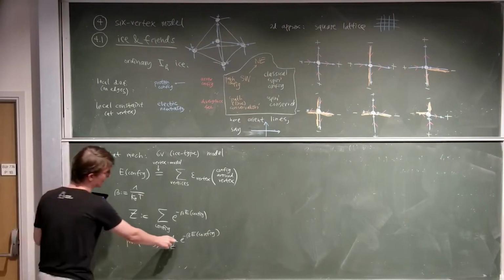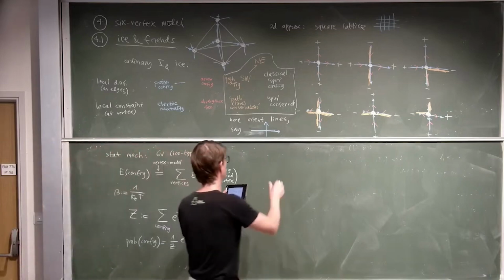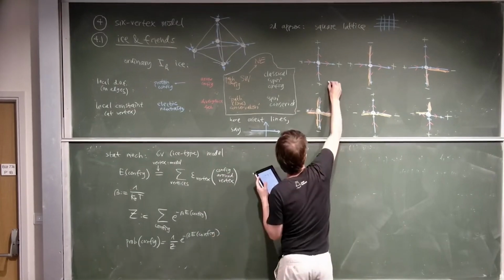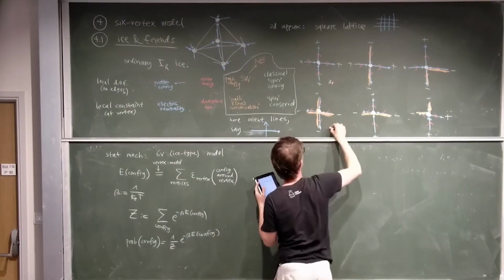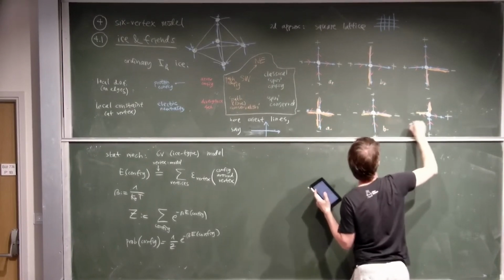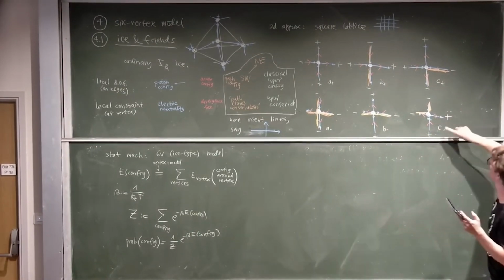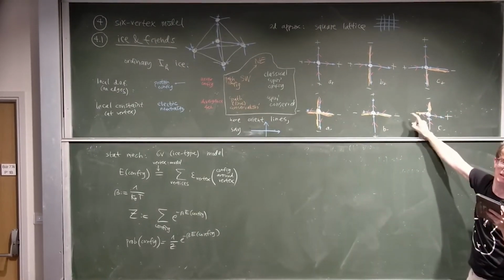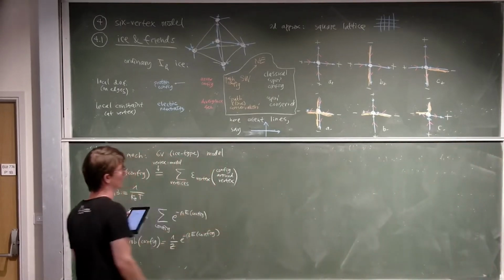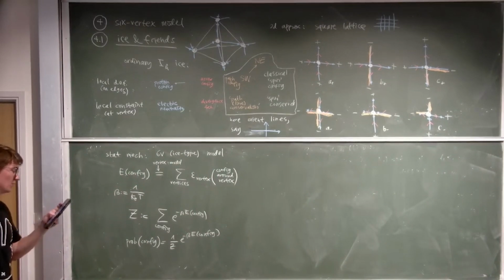Now, of course, writing this e to the minus beta, blah, blah, blah, is all a little bit painful. So let's give these guys here names. We'll call this configuration A plus, this one A minus, this one B plus, this one B minus, this one C plus, and this one C minus. And in my convention, the plus or the minus is the classical spin on the left. Okay, so these are the names of those vertices.